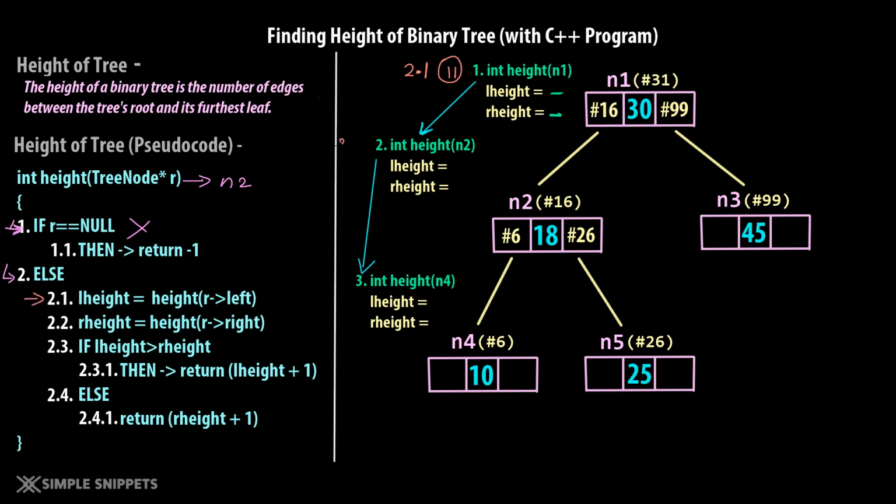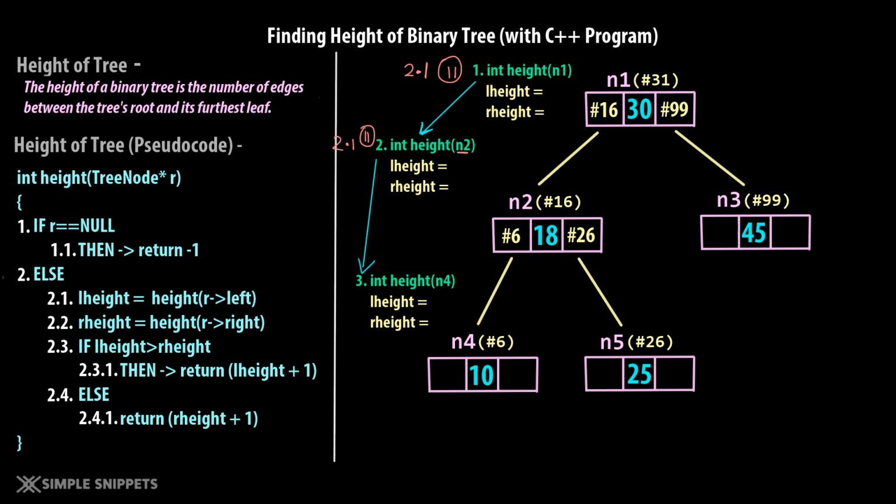So again at step number 2.1, this second int height function goes in a pause state, and this time we are calling n4, because when you say height of R of left, R is currently n2. What is there to the left of n2? You can see #6. #6 is nothing but the address of n4. So we are passing n4. So n4 will be passed over here. The second function call will go in a pause state, and we are calling the third function. And now we will start with the execution of this third int height call.